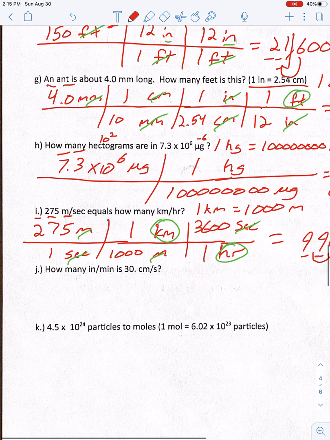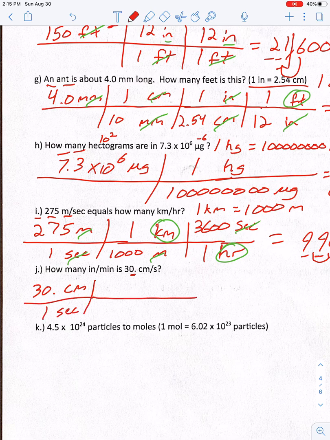Okay, so letter J, how many inches per minute are in 30? Oh, you see that decimal there, so that means we have 2 significant figures. 30 centimeters per second. So 30 with a decimal, so don't forget that, centimeters per 1 second. And we're trying to get to inches per minute. I'm going to choose distance first, so I know centimeters is going to be on bottom next, and I'm trying to get to inches. Well, we knew from up top in our other problems that 1 inch equals 2.54 centimeters.